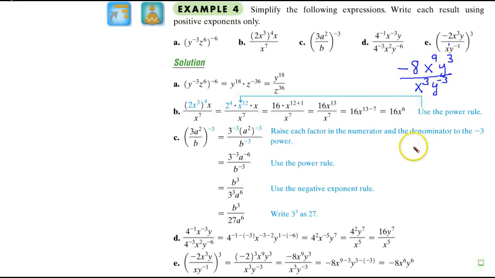So we're going to simplify a little bit. This stays as a negative 8. We subtract 3 from 9, we get x to the 6th. And we move this up. This gives me y to the 6th as well. A negative 3 moved up becomes a positive 3. And these all check out. Good.